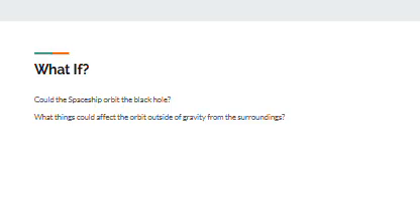Now, what if? What could have happened? We also have to consider questions like whether the spaceship could orbit the black hole instead. Now, the answer depends on the initial velocity and distance. If it starts too fast or too close, gravity may pull the ship into the black hole or launch it out of the system entirely.